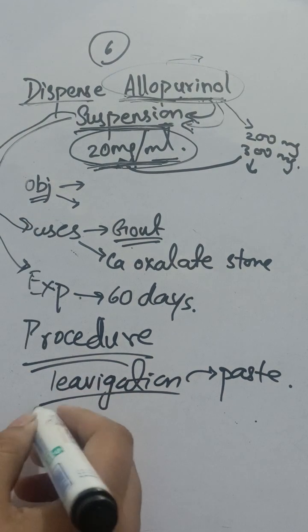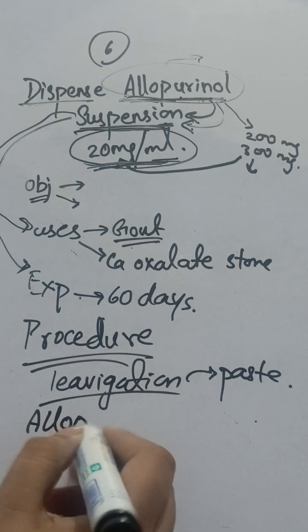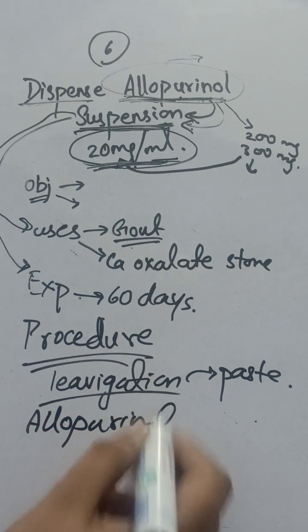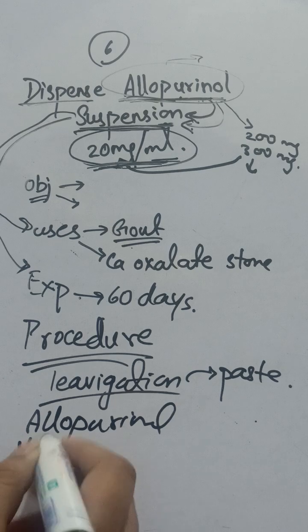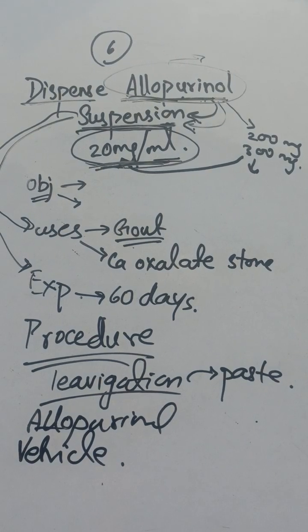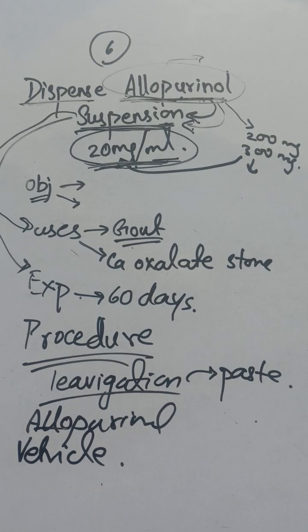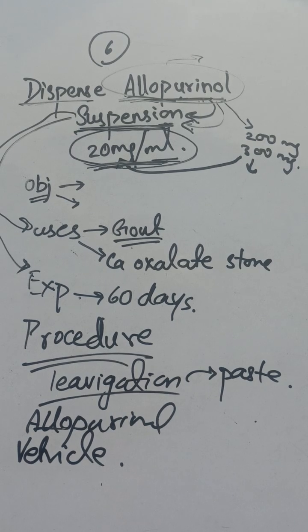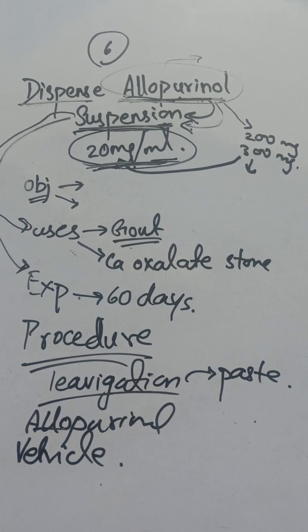First is allopurinol, and second is our vehicle. Allopurinol is used to treat gout and uric acid and calcium oxalate crystals, because it inhibits an enzyme called xanthine oxidase. This is an enzyme that converts hypoxanthine to xanthine, and xanthine to uric acid.